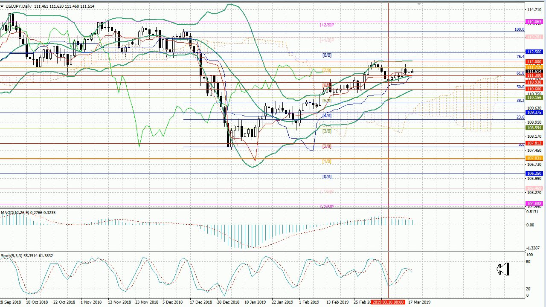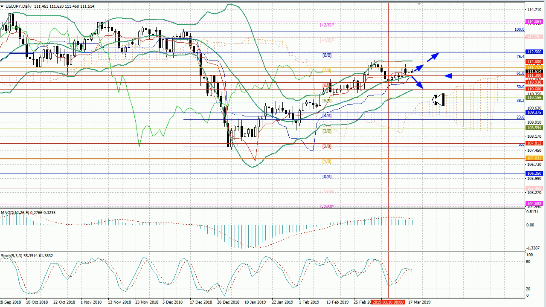Last week, the pair USD/JPY was growing and is now traded at the level of 111.50. Further growth is possible to 112 and 112.50. The breakdown of the middle line of Bollinger Bands near the level of 111.30 will give the prospect of the decline to 110.60. Technical indicators do not provide a clear signal.